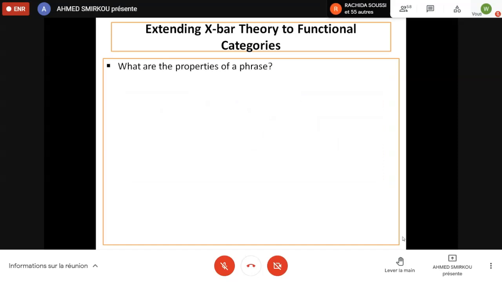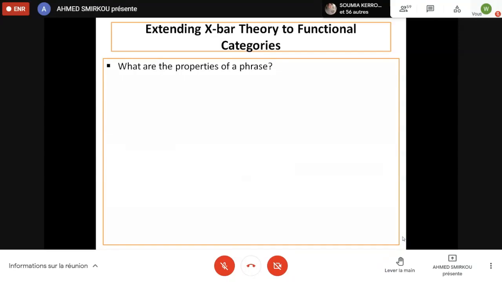So the first problem with X-bar theory is related to the properties of the phrase. We said last time, the properties of the phrase: a phrase must include one and only one lexical category, if you still remember.